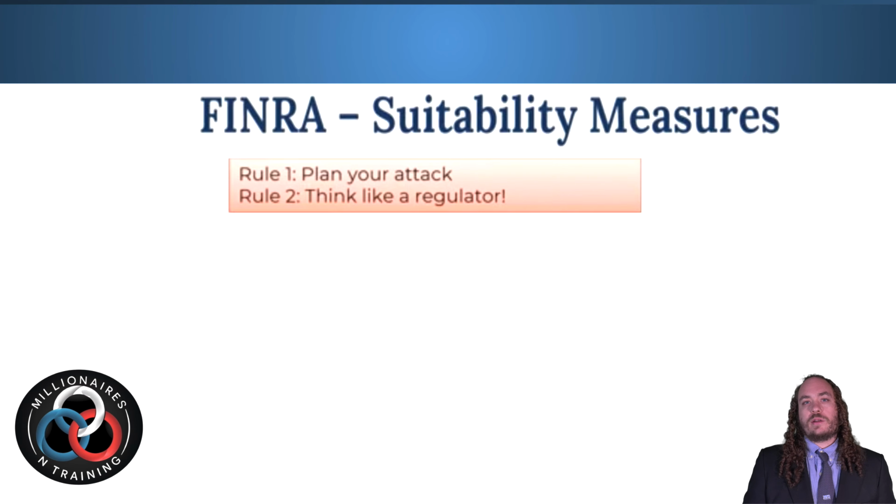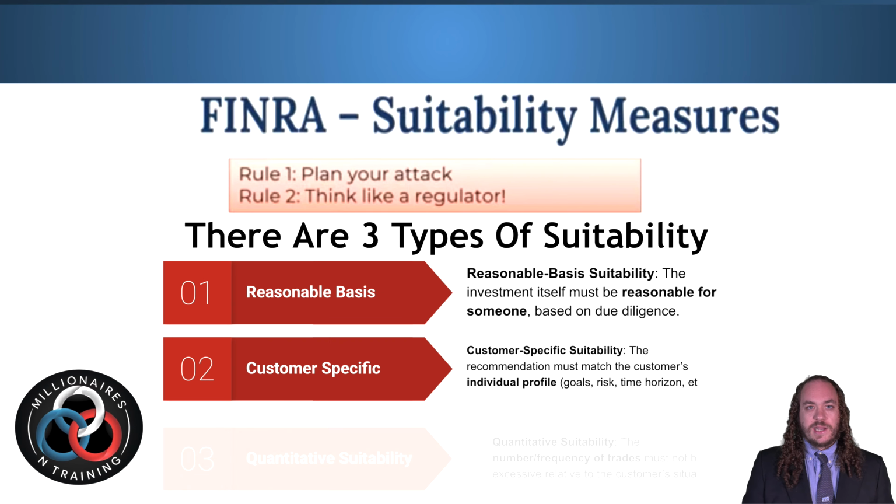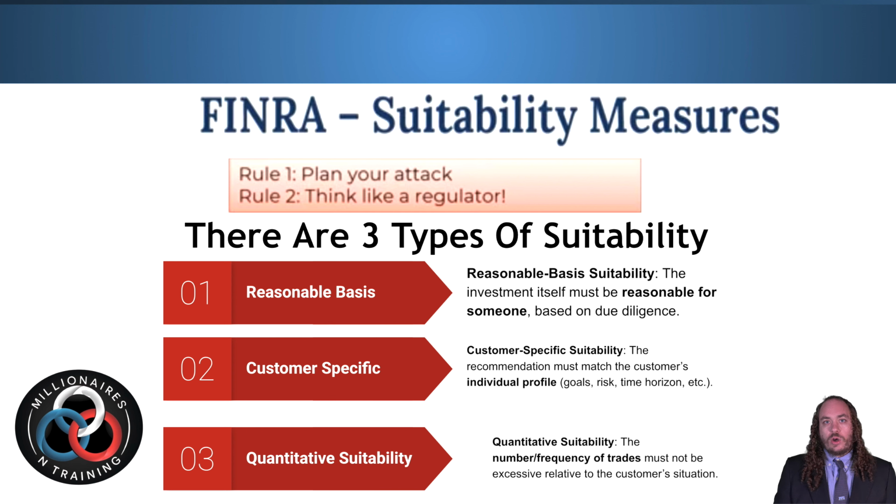Now, number one, you always want to plan your attack as a registered rep. You want to always think like a regulator when it comes to these three standards. Reasonable basis: is this a fund that would be reasonable for this type of investor in general? Customer specific: is that product good for that specific person, John Doe? And then finally, quantitative suitability. We cannot make the investor invest more money than what they have available. So can they afford this?